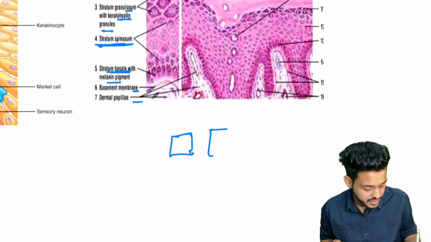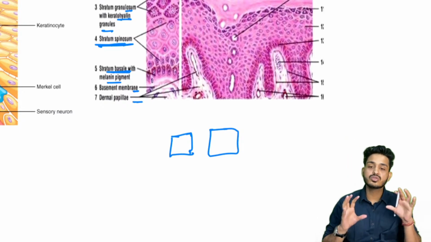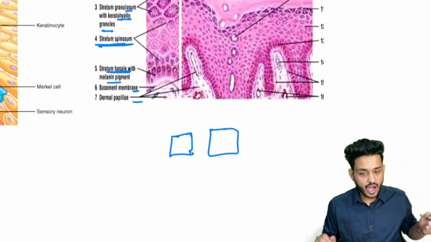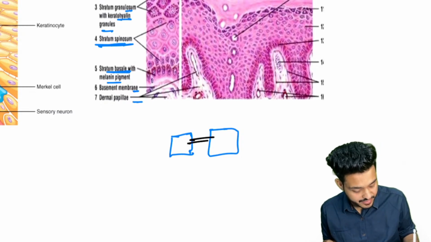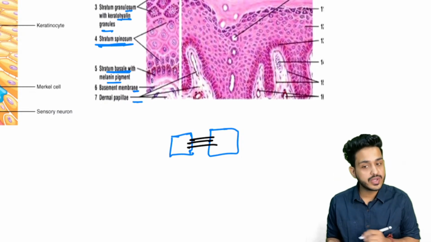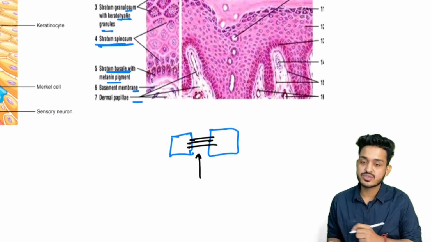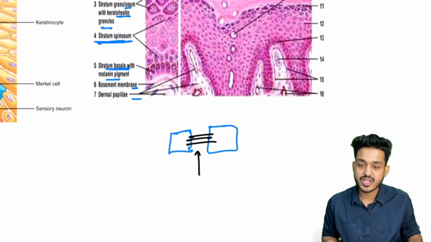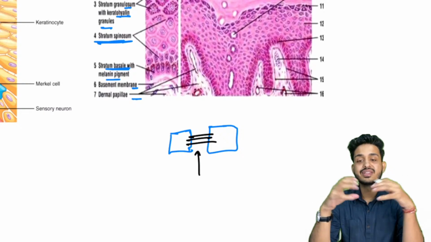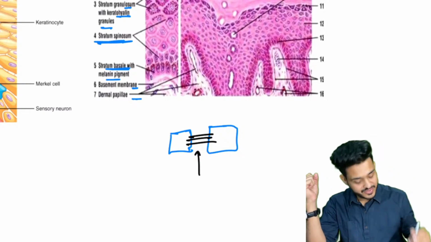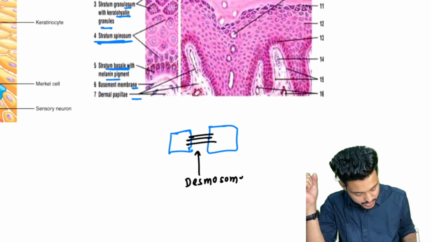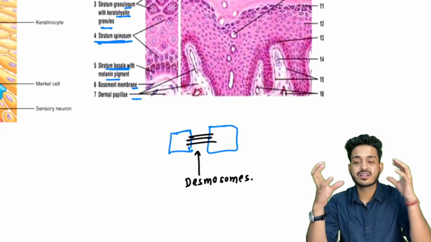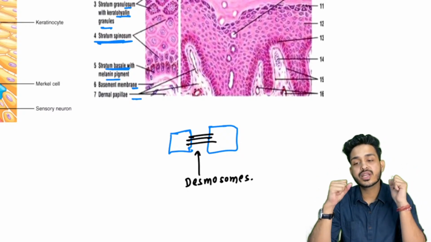Remember guys, these are two keratinocytes. How are they connected? Look here. They are connected with the help of something, right? What do we call it? How are two keratinocytes joined? Answer me guys. Two keratinocytes are bound together with the help of desmosomes. Very good. These are connected with desmosomes. Desmosomes are the proteins that connect two keratinocytes.